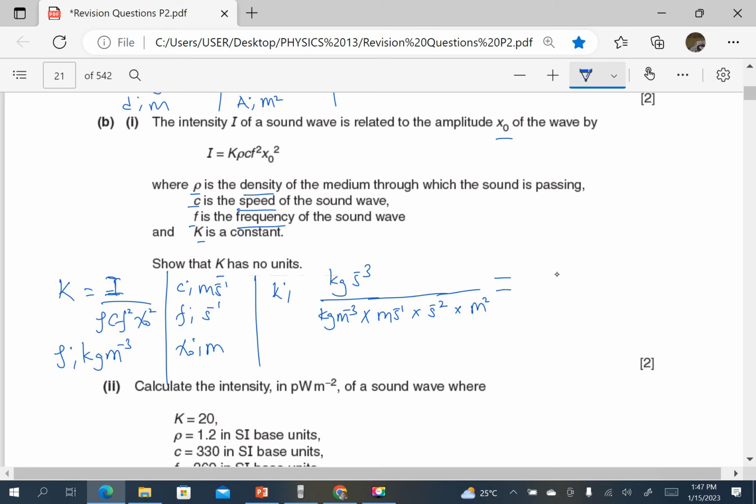So we simplify this. In the numerator, we still have kilogram s power negative 3. In the denominator, we have kilogram, m power negative 3 times m power 3, which is m power 0, which is 1. Then s power negative 1 times s power negative 2 is s power negative 3. You see that kilogram cancels, s power negative 3 cancels. So we conclude that k has no units. Do not say equals 1 or equals 0. You just cancel out and conclude that it has no units.